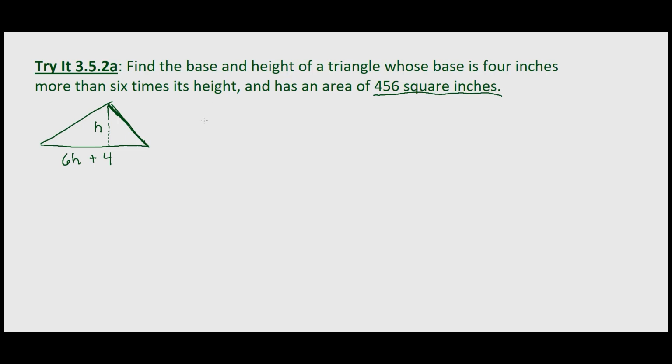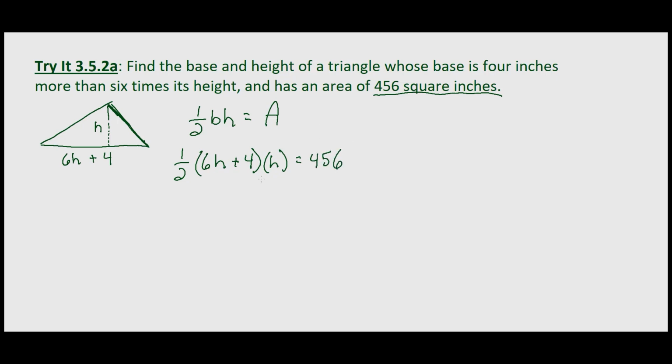So that means we need to know the area of a triangle. Well, the area of a triangle is 1/2 times the base times the height equals the area. Well, now we'll put it all in terms of the height, and that's going to give us 1/2 times, remember the base is 6 times the height plus 4, so 6h plus 4. That's still times h. And we were given the area is 456 square inches, so 456.